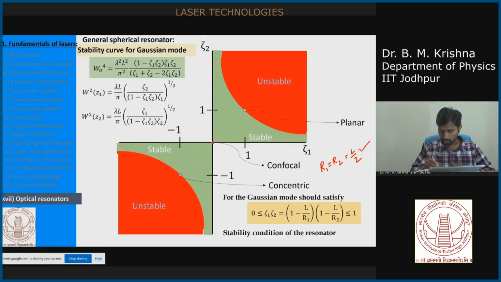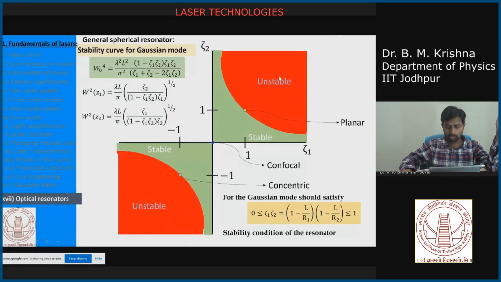That means your 2 will go up, so L gets cancelled. You will get 1 minus 2. That means you will get -1 in the first term here, and also -1 here. So your zeta 1 is -1 and your zeta 2 is -1. Okay, so the product is 1. That is the condition. You will get the condition of zeta 1 and zeta 2 equals 1. That is your concentric configuration. So these are the different configurations of your resonator.